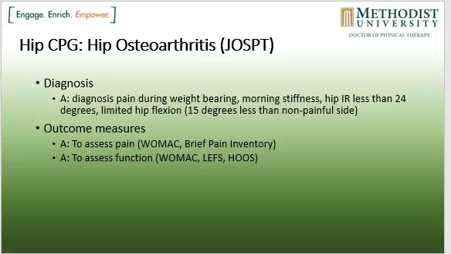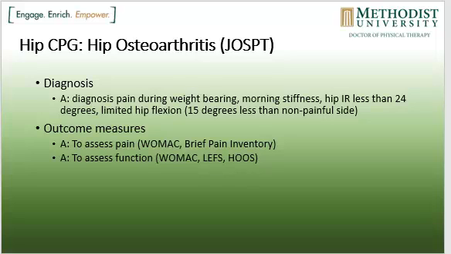All right, what do the clinical practice guidelines say? I put many of these clinical practice guidelines on Blackboard under the additional documentation, or I'm not sure what the tab says, but you'll find many of the clinical practice guidelines. When it comes to diagnosing individuals with hip osteoarthritis, there are great clinical guidelines that we can use as a PT. Somebody that has pain during weight bearing, stiffness in their hip in the morning, internal rotation less than 24 degrees, and limited hip flexion with a 15-degree difference from the non-painful side is a good indication that a patient might have osteoarthritis.